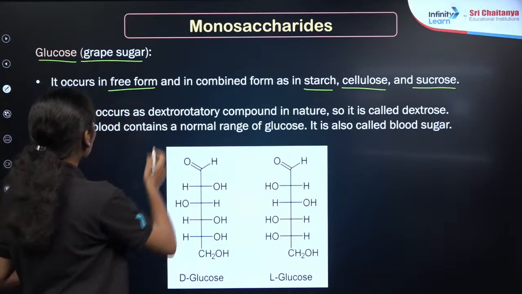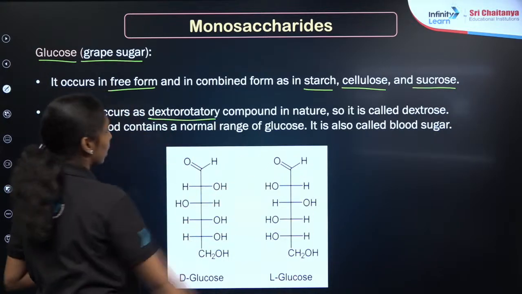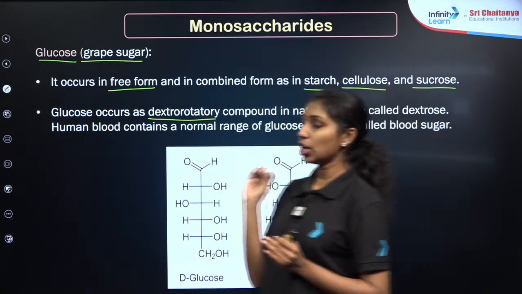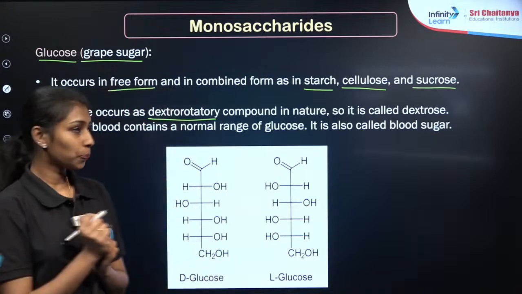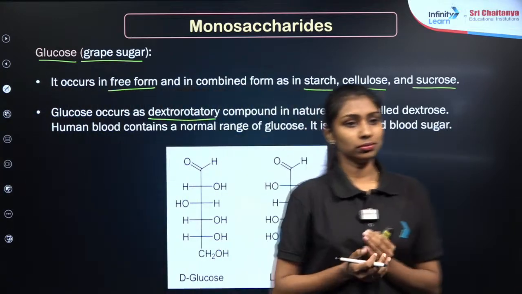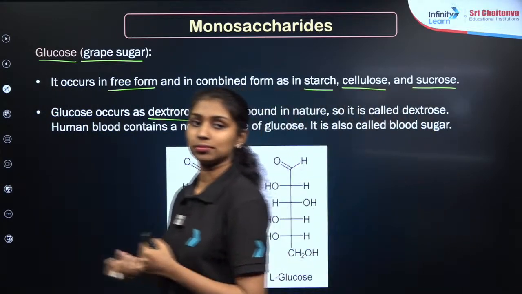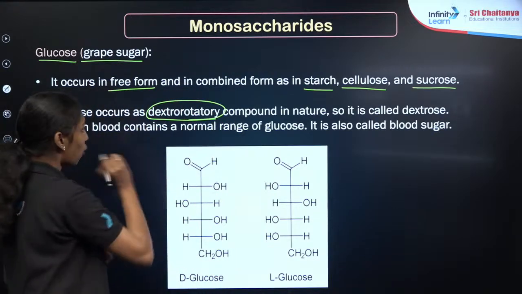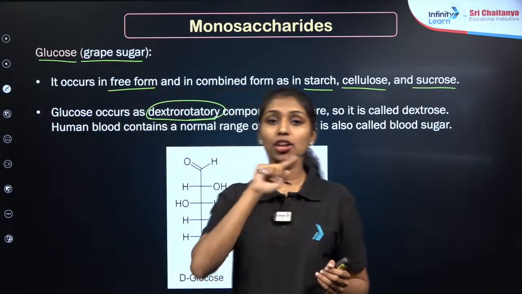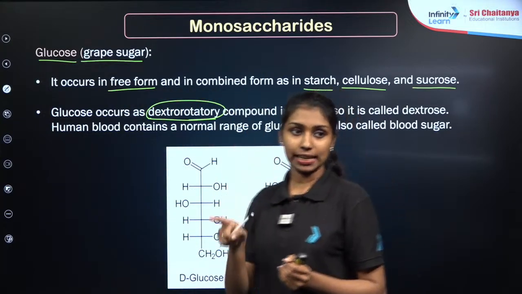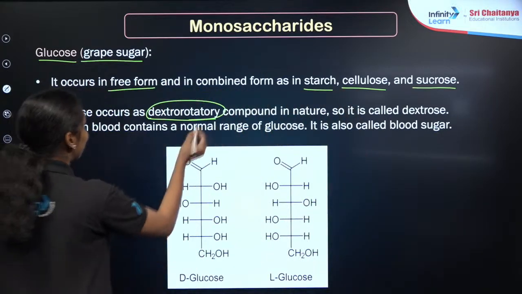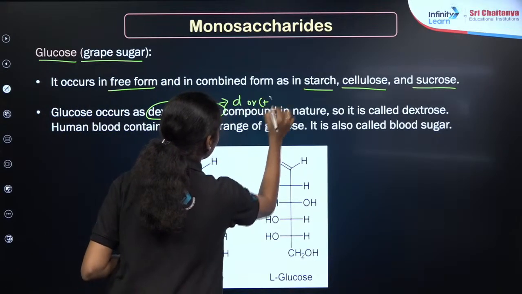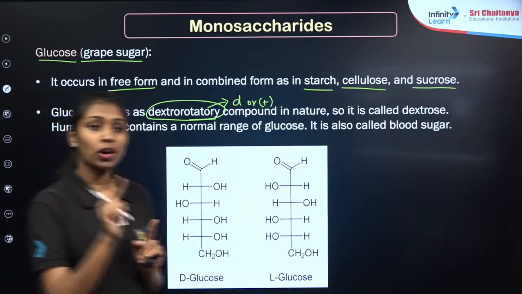Now, glucose occurs as dextrorotatory. So, what will be its sign? Whether plus or minus, or small letter d or small letter l? Glucose is always dextrorotatory, which means that it always rotates the light to the right side, right? Dextro stands for d or plus. So whenever we are taking any glucose structure, it must be D-glucose.